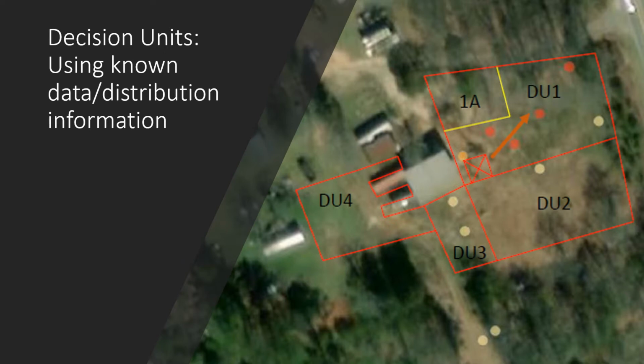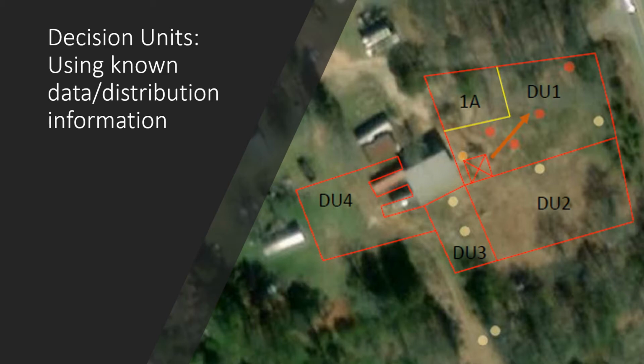Decision units can also be constructed or established based on existing data. In this case, we knew that a soil pile, shown as the box with an X here, contained high concentrations of lead that was from reclaimed waste from shooting ranges. The topography sloped in the direction of the arrow, and corresponded to areas of higher lead concentrations from existing samples. The darker circles here are representing higher concentrations of lead in the soil.